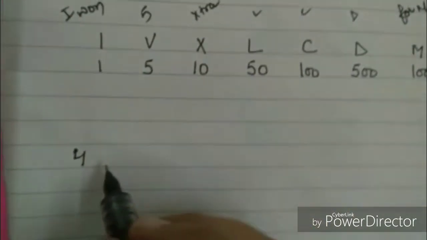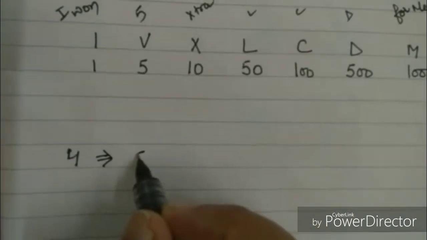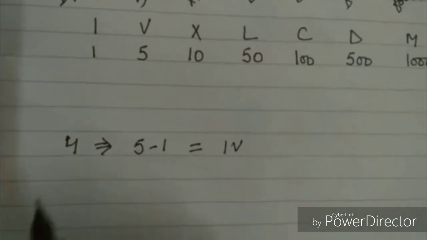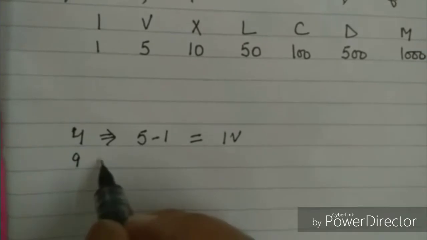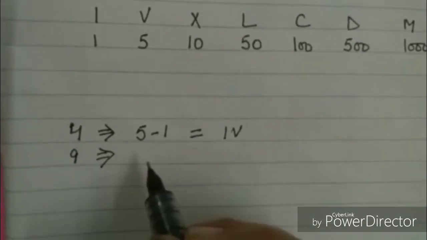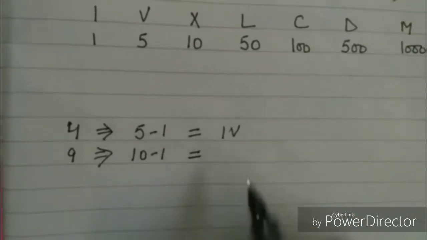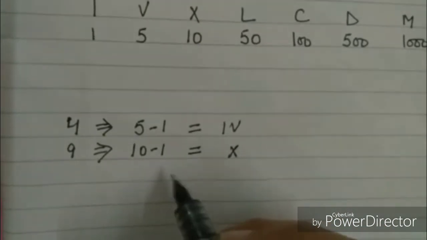So let me show some examples. Let's take some number. Let's start with the basic number, that is 4 we are taking. We know 4 can be written as 5 minus 1. That means 5, and the minus number will come on the left side. Correct? Now the next number, I'm taking 9. Again, 9 can be written as 10 minus 1. Yeah. That means 10 is X, and on the left side we will write 1, that is I.